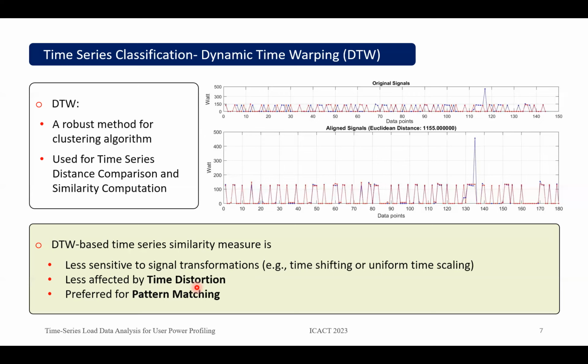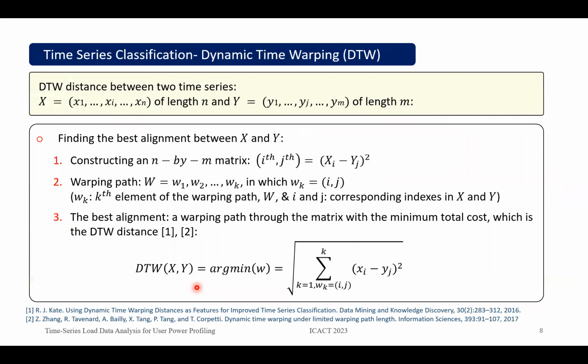It can be implemented very easily. So its implementation is very easy, and because of these two properties, we use DTW for our power profiling model. Okay, so let's very quickly review the DTW properties. Actually, DTW is a member of the Euclidean distance family.